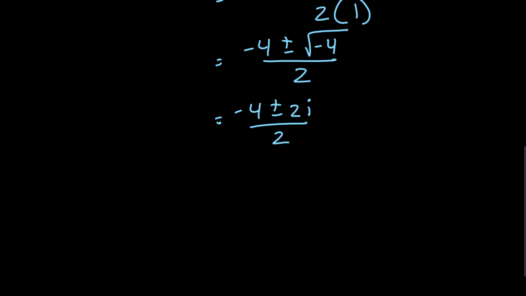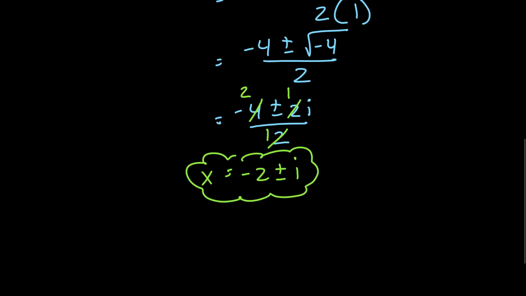Divide everything by 2, right? They all have a factor of 2, so I can take a 2 out of all of them. What's 4 divided by 2? And what's 2 divided by 2? And 2 divided by 2. So this becomes negative 2 plus or minus i. And I'm done.